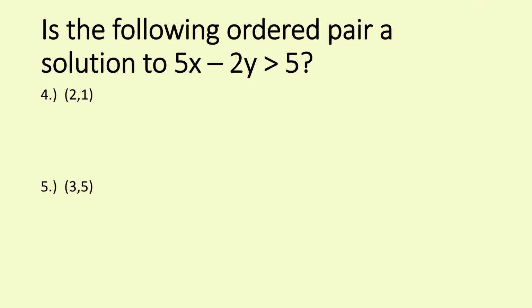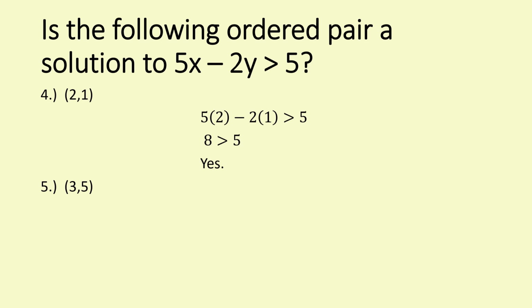Lastly, these are simple and intuitive. Is the following ordered pair a solution to the inequality 5x minus 2y is greater than 5? Let's start with the ordered pair 2, 1. We're just going to plug in the x and the y. So here's our inequality, and now we just evaluate it to see whether it's true or it's false. We get 8 is greater than 5. That's true, so yes, this is a solution.